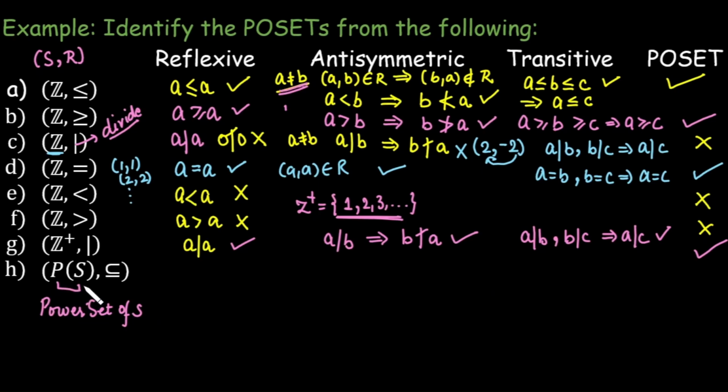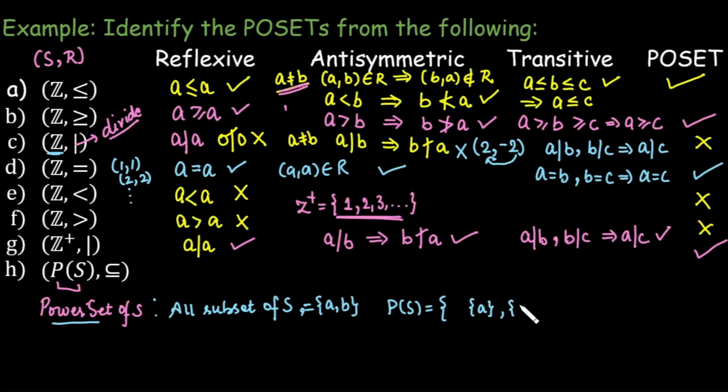The last part is the power set of S. Power set means a collection of all subsets of S. Suppose we have a set that contains two elements, a and b. So what is the power set in this case? The power set is the singleton set {a}, the singleton set {b}, and {a, b}. Also there exists the element phi, because phi is a subset of all these sets. So this is called the power set of the given set S.